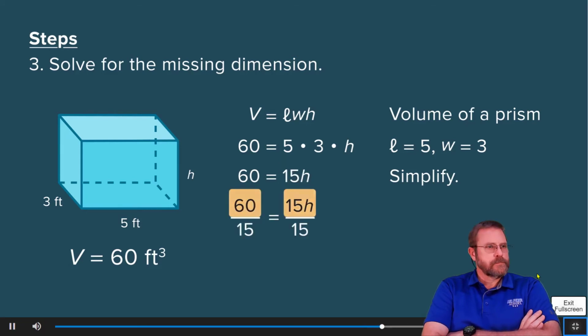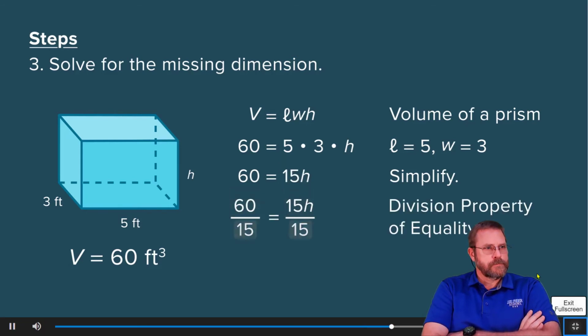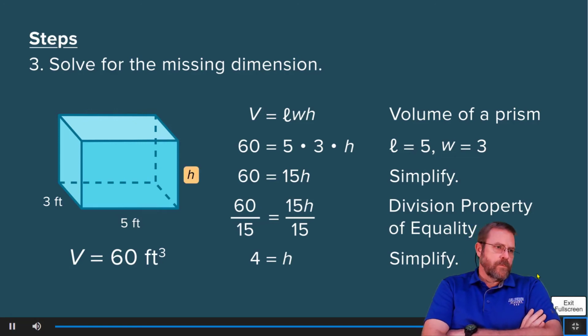Then, divide each side by 15. 60 divided by 15 is 4. 15h divided by 15 is h. h is equal to 4. So, the height of the rectangular prism is 4 feet.